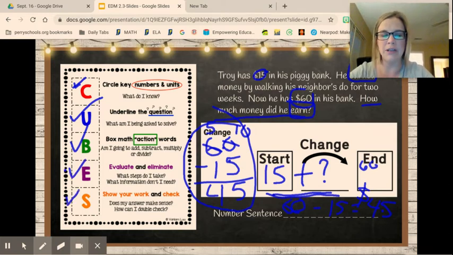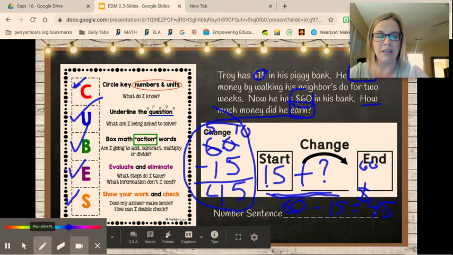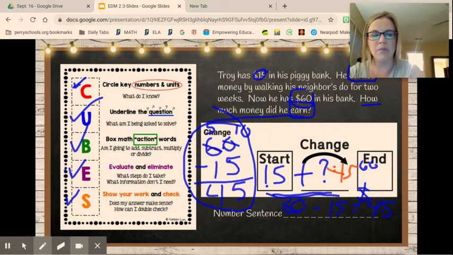I showed my work, and I can check this just to make sure. So the way that I would check it is I would do 15, and then I'm going to put my 45 in here and check to see if that works, if that makes sense. So 15, and then I would put 45 here. So when I check my work, I should come up with 60. So I'm going to do 15 plus 45.